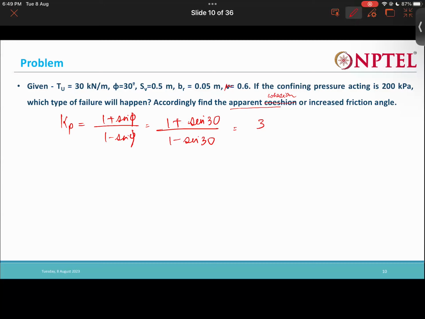If RP is greater than TU, it is pull out failure. But then first, how to find out RP? RP we cannot find out. Just now we have studied that. How can we see? The confining pressure acting on the field is 200 kPa. Based on that, we need to judge, right? So how can we judge that? We need to compare this with something.